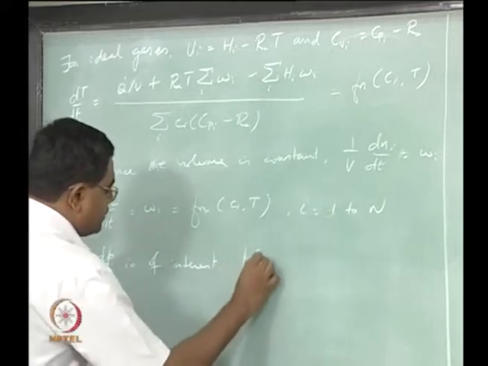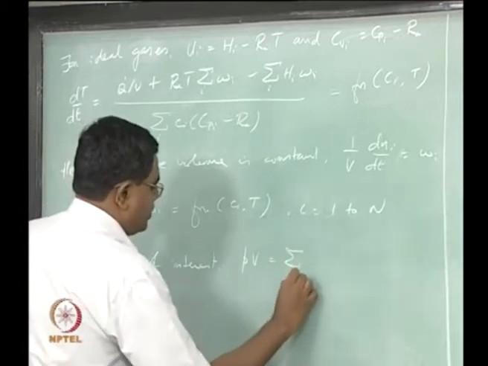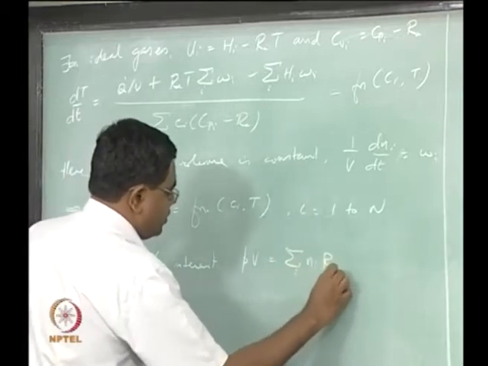So the way we do this is to go back and say PV is equal to sigma over i N_i R_u T.